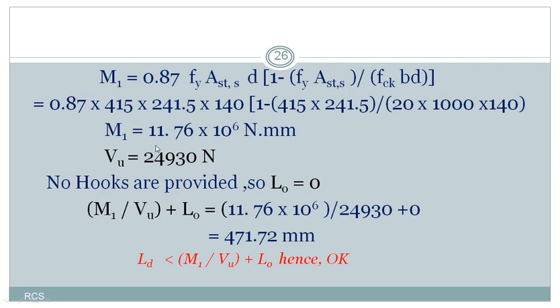According to that, M1 can be calculated as 11.76 into 10 power 6 Newton mm, and VU we already know is 24930 Newtons. No hooks are provided, we are directly inserting into the support. So M1 by VU plus L0, with M1 as 11.76 into 10 power 6 and VU as 24930, and no hooks provided so anchorage length will be 0. The value is 471.72 mm. Hence our LD is less than M1 by V plus L0, so it is okay in the check against the development length.